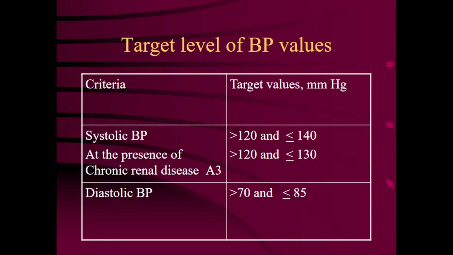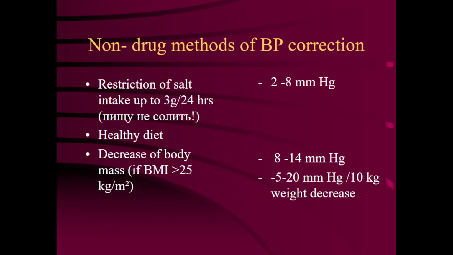Our purpose is not to decrease blood pressure less than 120 because keeping normal blood pressure is important for keeping adequate glomerular filtration. And diastolic blood pressure should be less than 85 millimeter mercury and more than 70 millimeter mercury. Please, this table, this chart, this information is important. Please write down. I want you to have it.